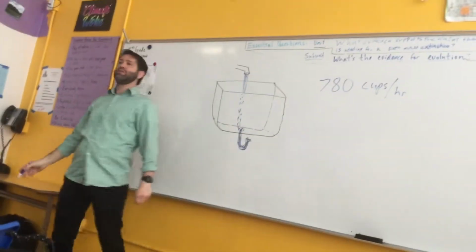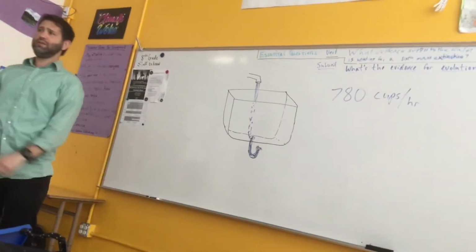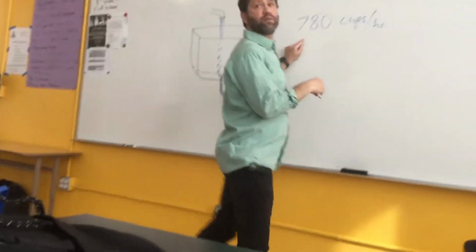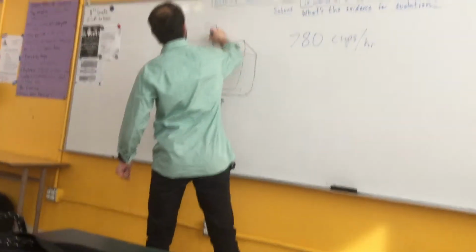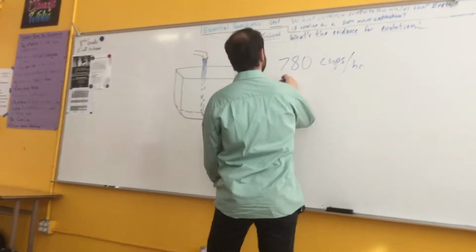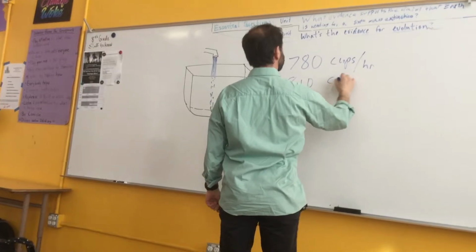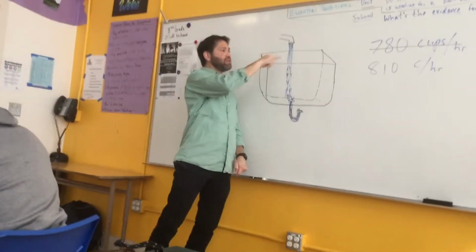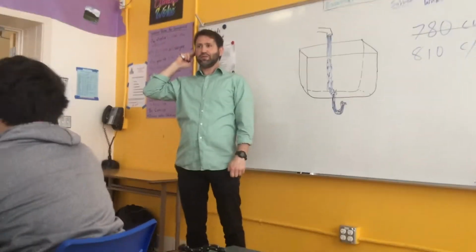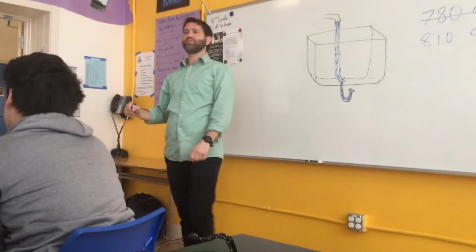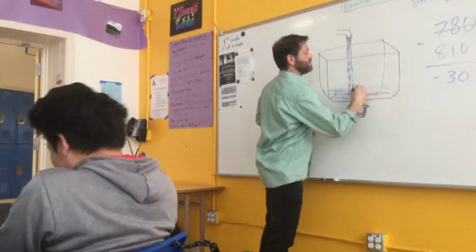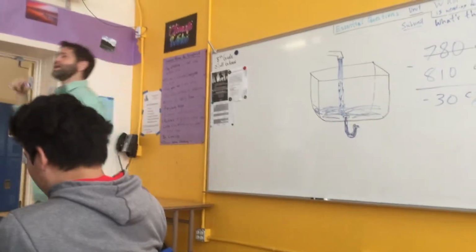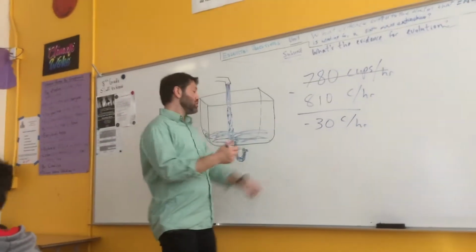without it filling up. But let's say instead of 780 cups per hour, we turn this up to 810 cups per hour. The capacity of this drain is 780 cups per hour. What's going to happen? This sink is filling up. What is the rate at which this sink is filling up? 30 cups per hour.